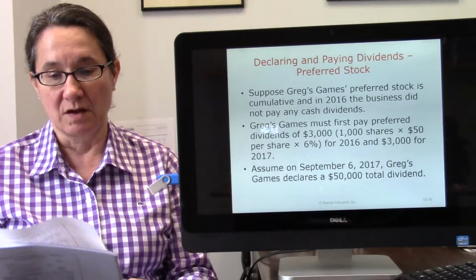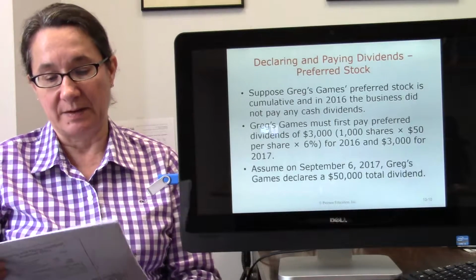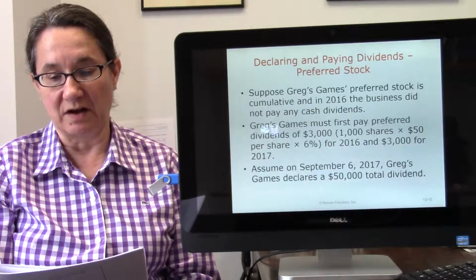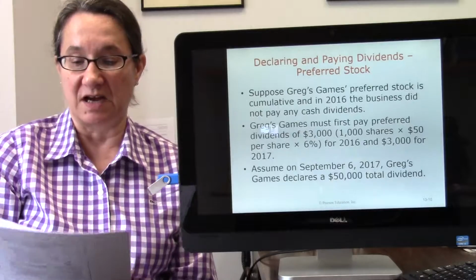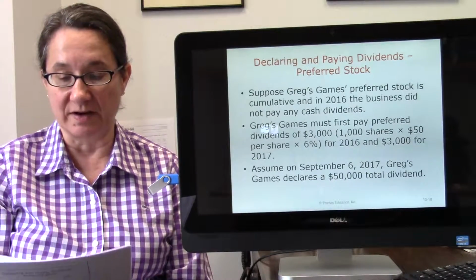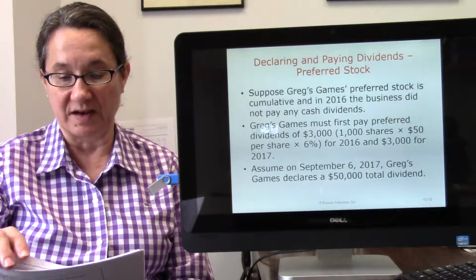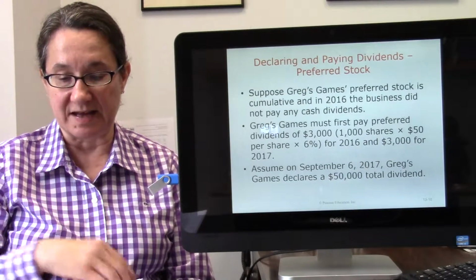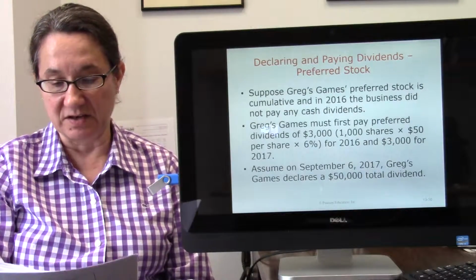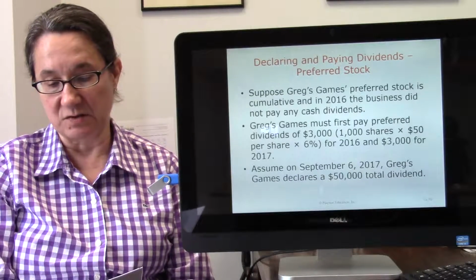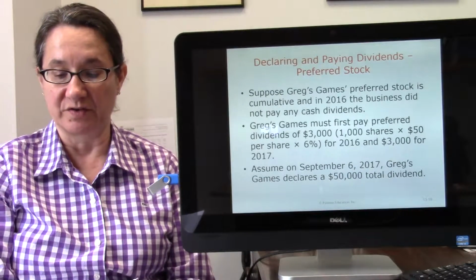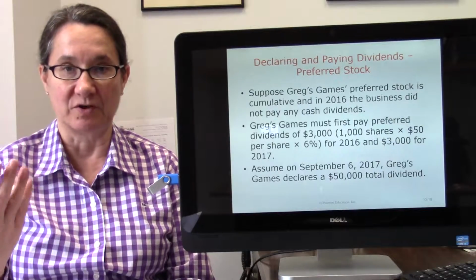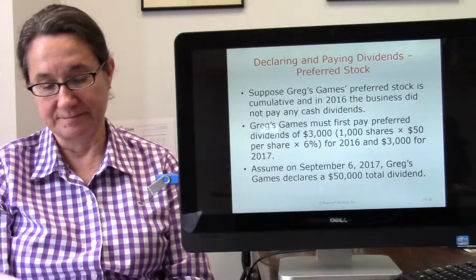For example, if Greg's Games has 1,000 shares of $50 par, 6% preferred stock outstanding, and 2 million shares of $1 par common stock outstanding, preferred stockholders will receive $3,000 of any cash dividend declared, so total dividends must exceed $3,000 for the common stockholders to receive a dividend. Right? Preferred get theirs first.